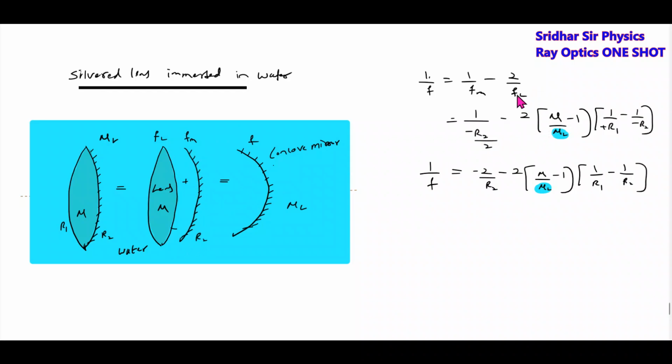What is the focal length of the lens immersed in liquid? The surrounding liquid you have to substitute here: (mu of the lens by mu of the liquid minus 1) times (1 by r1 minus 1 by r2). Solving this, if you get this focal length negative, replace with a concave mirror. If you get focal length positive, replace with a convex mirror. Okay, so this is about the silvered lens.